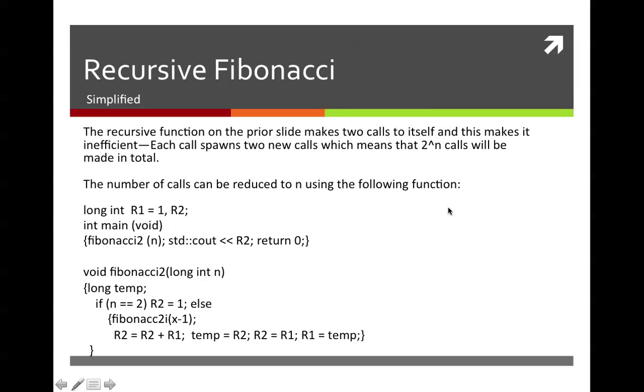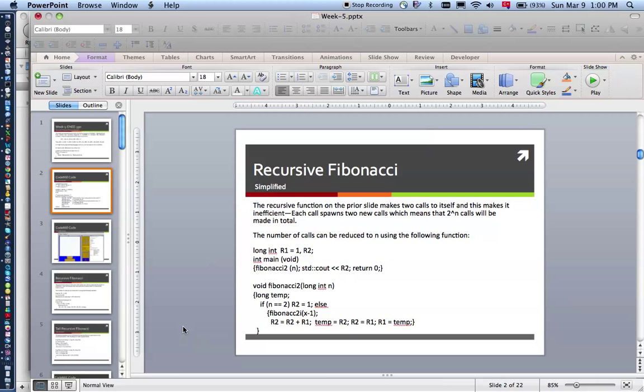And then we talked about how to reduce the number of calls to something that is more like a linear function of n. And then we introduced this Fibonacci 2n, which is like a function that calls itself only once. There's just one minor problem here. I'm going to change this x to n.